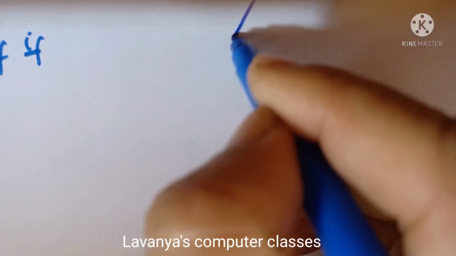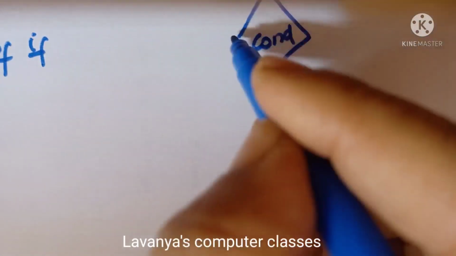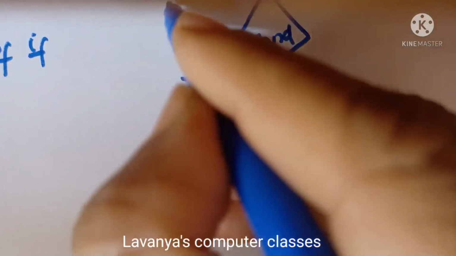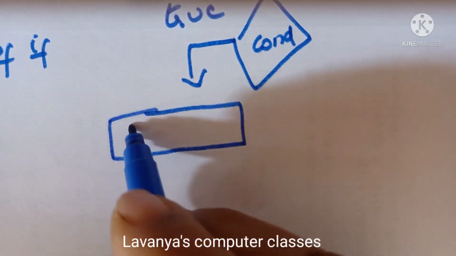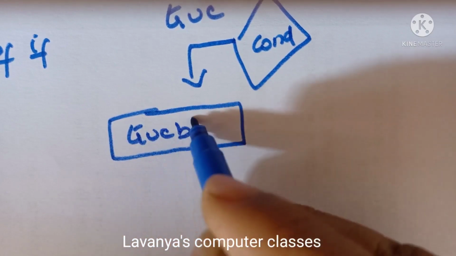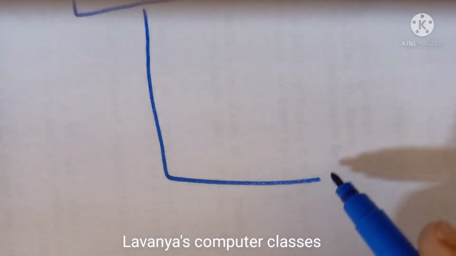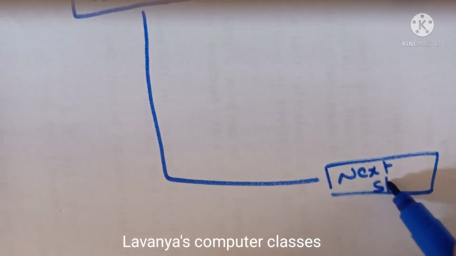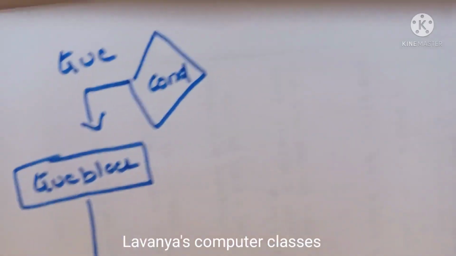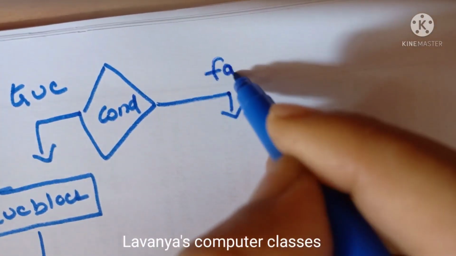Draw the flowchart. First is the condition. A rhombus is used for the condition. This is the first condition. The condition may be true or false. If it is true, it is simple: we just execute the true block statements and come to the next statements after the if. Only when the condition is false do we have to do something.